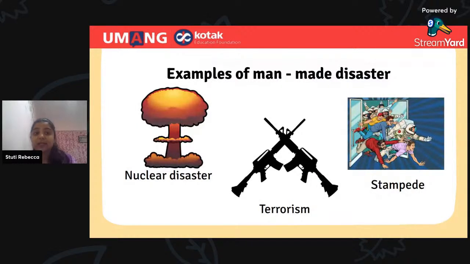All right. Now, these are a few examples of man made disasters as you can see on your screen. The first one is nuclear disaster. Can you see the nuclear blast happening over there? The second one is terrorism. And the third one is stampede. Wow, that's scary, right?